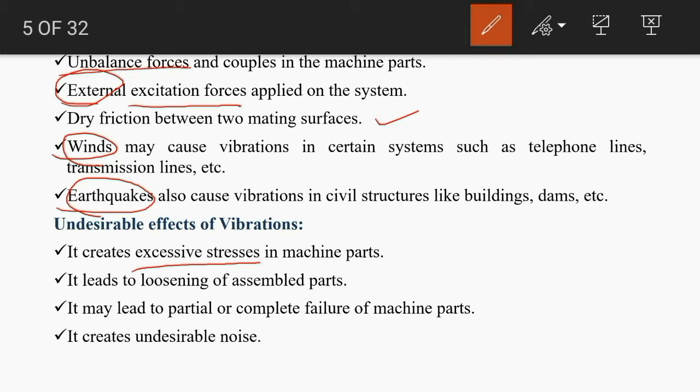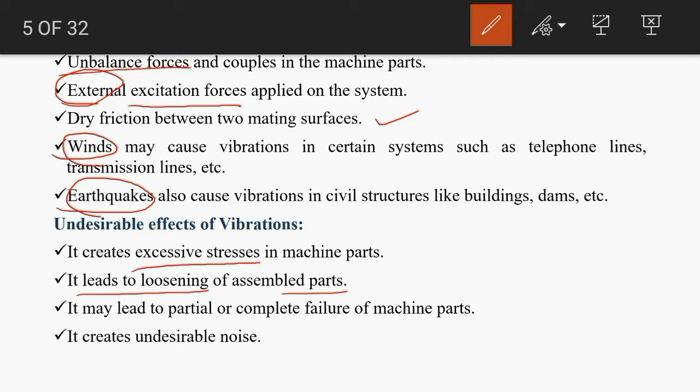Next one, it could lead to loosening of parts. Machineries and mechanisms are interconnected together by different types of joints. Different types of fabrication techniques are used: bolted joints, riveted joints, welded joints. Due to the vibration, the assembled parts can be loosened, like a bolt could be loosened, and it could lead to failure. It could lead to a hazardous situation. So that is not desirable.